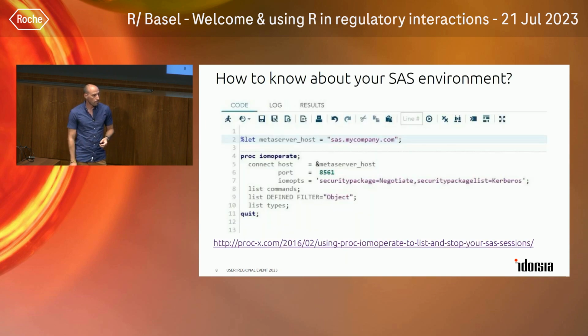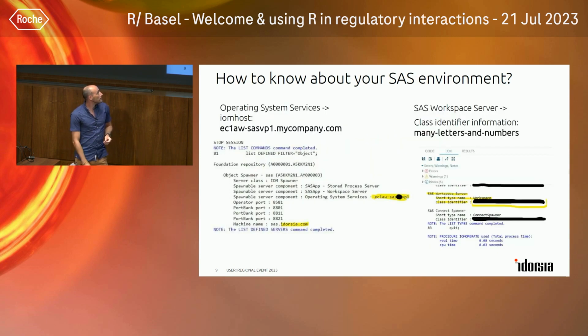So how to know about your SAS environment? There's a PROC IOMOPERATE. You just change the URL of your SAS Studio, and you get some information in the log. In the log, you need to check for two pieces of information. One is the host, which is the URL of your SAS server, and the other one is the class ID of your SAS workspace server.